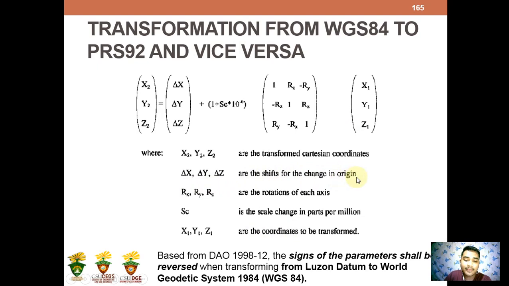And we also have Rx, Ry, and Rz, which are the rotations of each axis. And we have the SC, or the scale change, in parts per million, multiplied by 10 to the negative 6. Then x1, y1, z1 are the coordinates to be transformed, which are given. So again, this is the formula for WGS 84 to PRS 92 transformation.